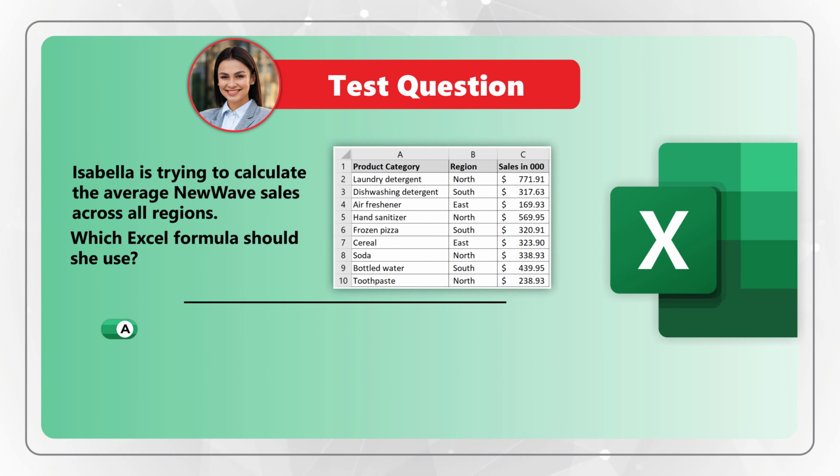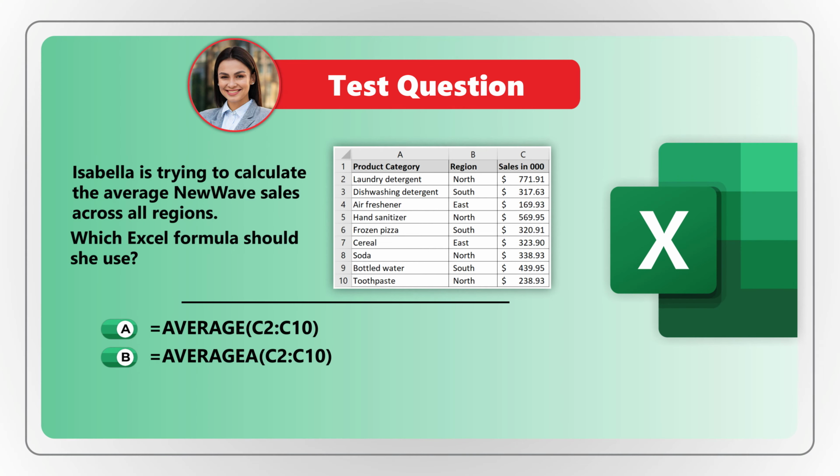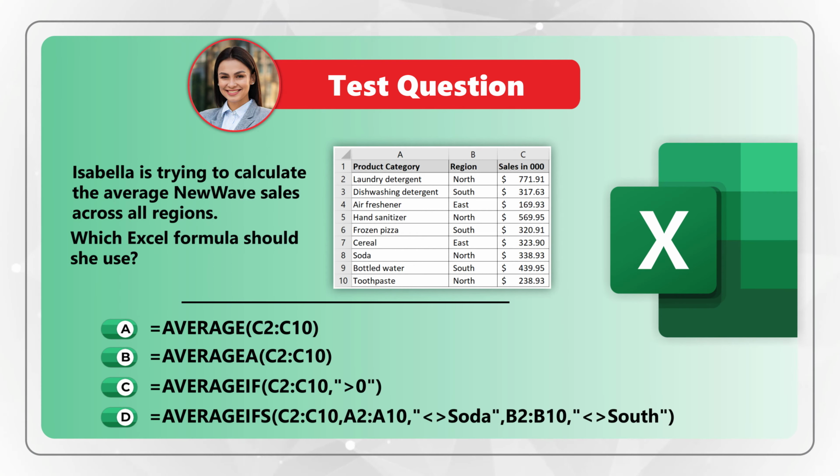Choice A, average formula and parameters to supply C2 through C10. Choice B, AVERAGEA formula and parameters supplied are C2 through C10. Choice C, AVERAGEIF formula and the values are C2 through C10 and the second parameter is greater than 0. And last but not least is AVERAGEIFS, and then as the arguments you see the range C2 through C10, second argument is range A2 through A10, third argument is not equal to D, fourth argument B2 through B10, and the last argument is not equal to South.